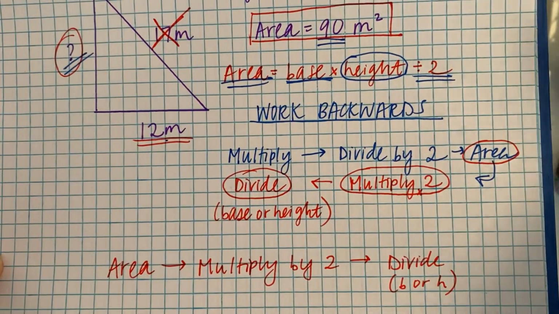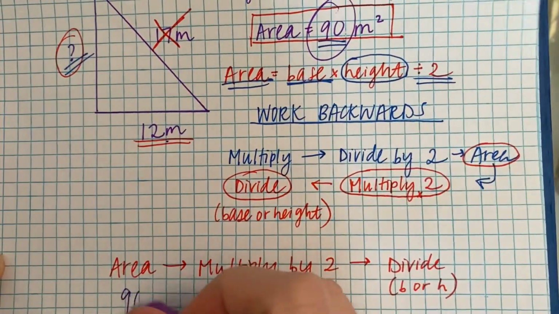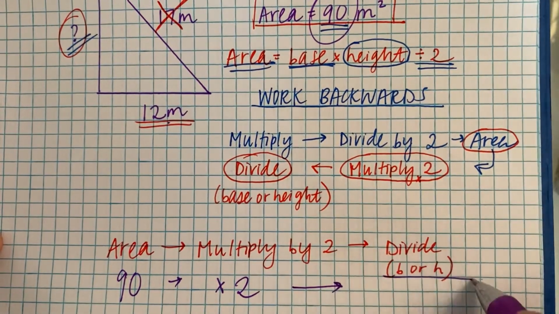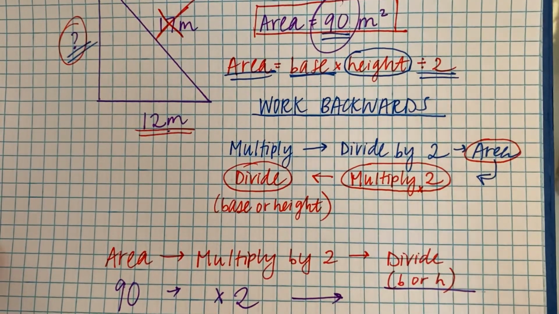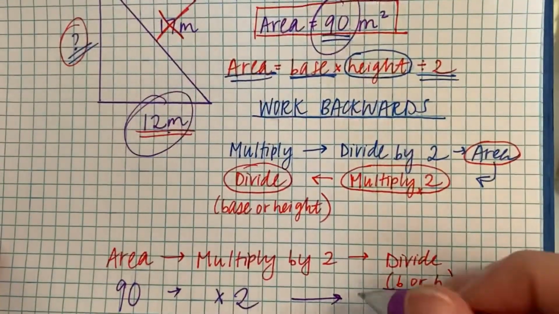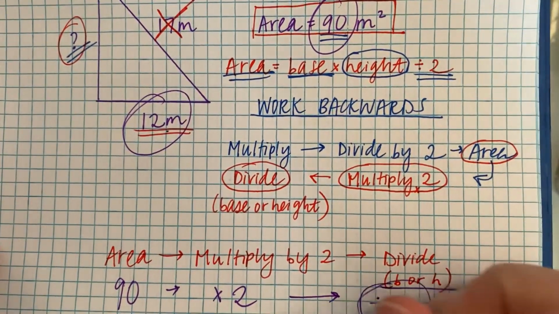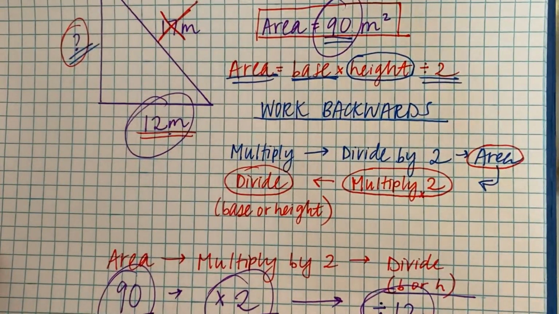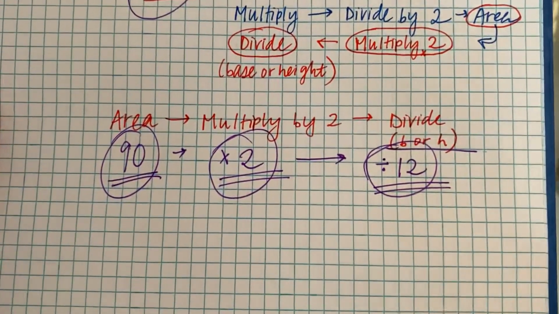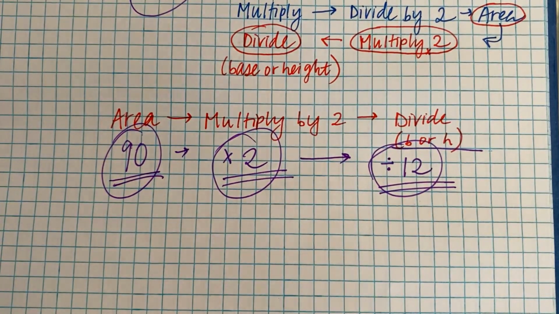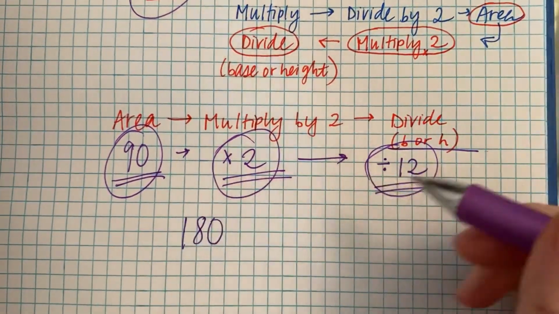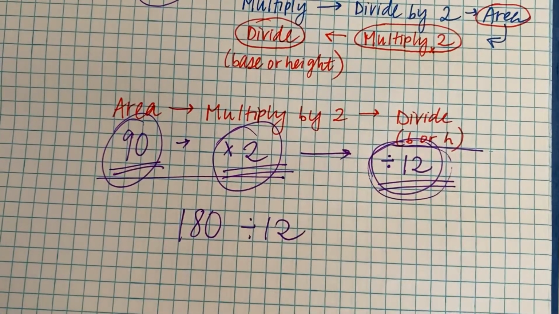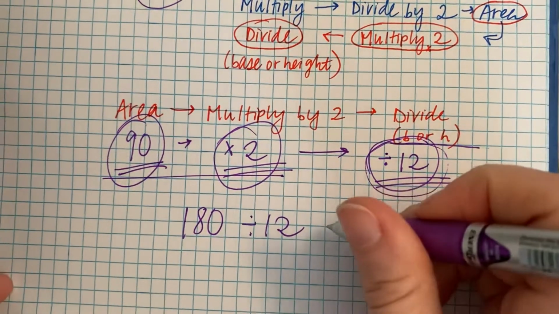So our area is given to us as 90 meters squared, so 90 is our area. I'm going to take that times 2, and then I'm going to divide either the base or the height, whichever one I know will give me the one that I'm missing. So I know the base, so that means I'm going to divide by 12 to help me find my answer. The calculation would be 90 times 2 and then divide by 12. So let's try that. 90 times 2 is 180, and then I need to divide this by 12. So 180 divided by 12 gives us 15.